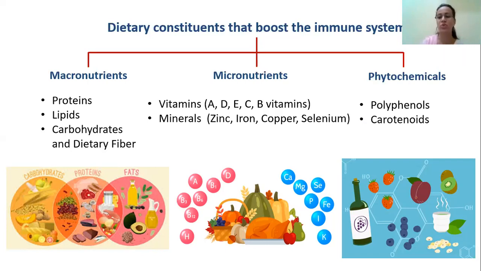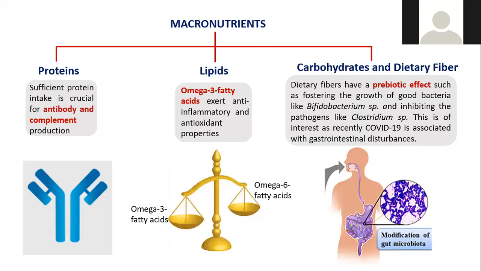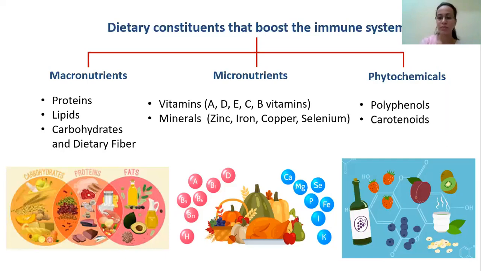Just some of them are shown over here. And lastly, the phytochemicals. Phytochemicals refers to those bioactive compounds which are present in plants. They include the polyphenols and the carotenoids. So, what I will be basically doing is discussing the role of some of these essential nutrients in boosting the immune system in fighting against this COVID-19 disease.